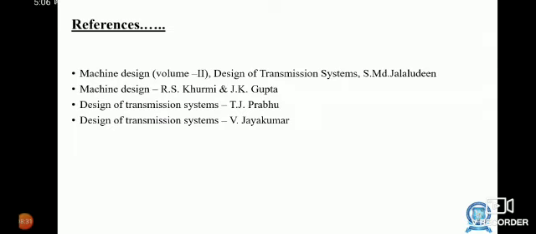This data is referred from the following books: Machine Design Volume 2, Design of Transmission System by Jalaluddin; Machine Design by R.S. Khurmi and J.K. Gupta; Design of Transmission System by T.J. Prabhu; Design of Transmission System by V. Jayakumar. Thank you.